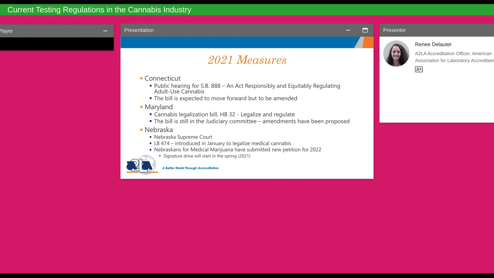Nebraska received enough signatures in 2020 to put medical marijuana on the 2020 ballot. However, the Nebraska Supreme Court stripped the medical marijuana constitutional amendment from the 2020 ballot due to the question being confusing and creating voter doubt, and because it violated the single subject requirement of a constitutional question. Nebraskans for Medical Marijuana have submitted a new petition for 2022, and the signature drive will start in the spring of '21. In the meantime, the bill LB 474 was introduced to legalize medical cannabis through the Nebraska unicameral legislature.